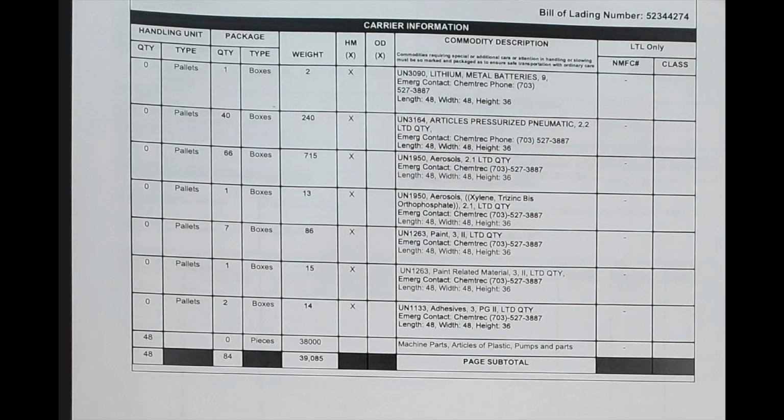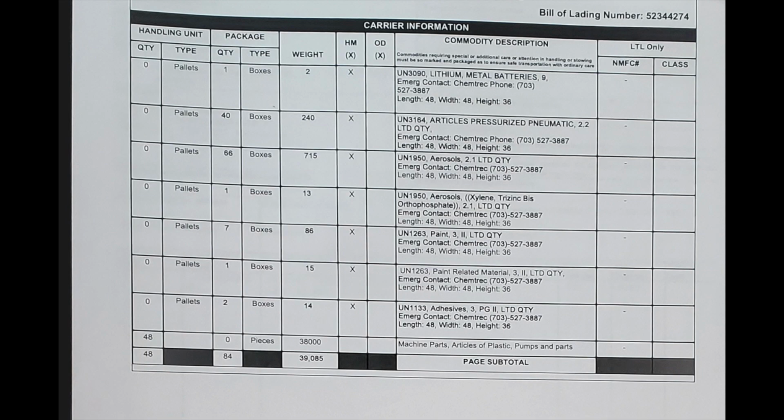Here we are looking at some of the hazmat information on a bill of lading. You will notice the shipping paper is letting us know there is hazmat because of an X under the column heading HM. HM stands for hazmat, and the X is indicating that this is a hazardous material.